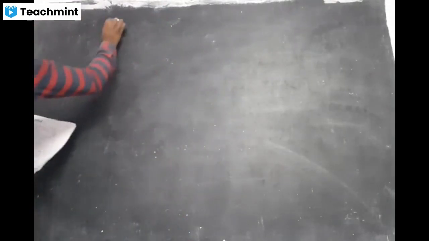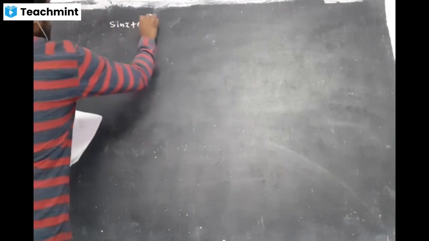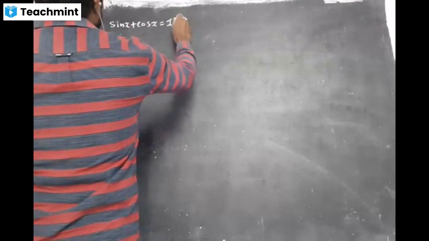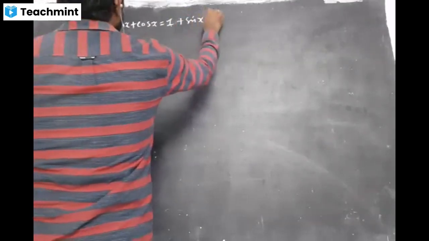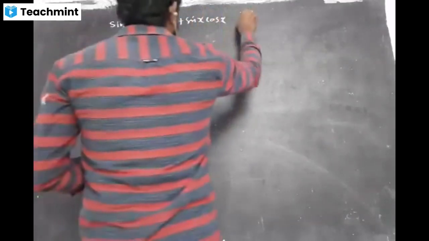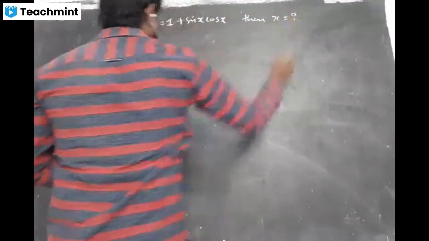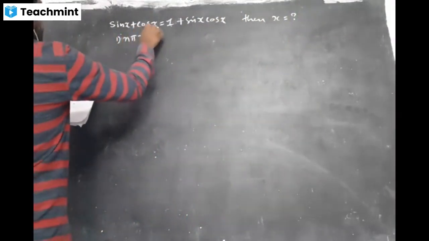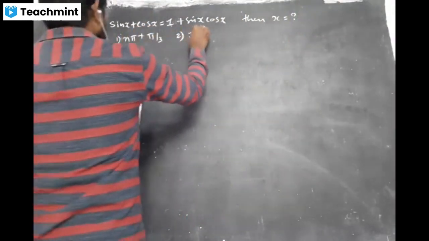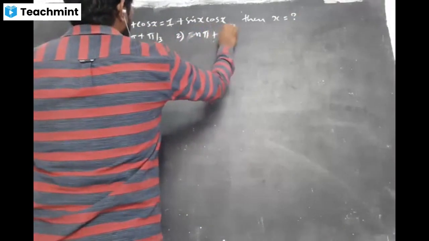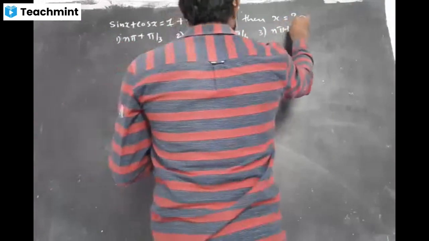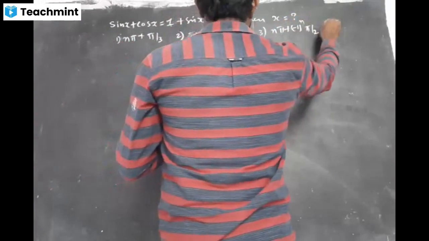If sin x plus cos x is equal to 1 plus sin x cos x, then x is equal to. The first option is n pi plus pi by 3, the second is n pi plus minus 1 to the power of n into pi by 6, the third is n pi plus minus 1 to the power of n into pi by 2, and the fourth is n pi.